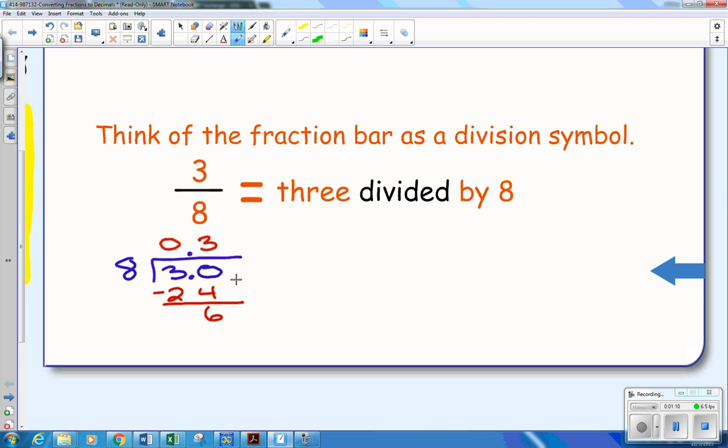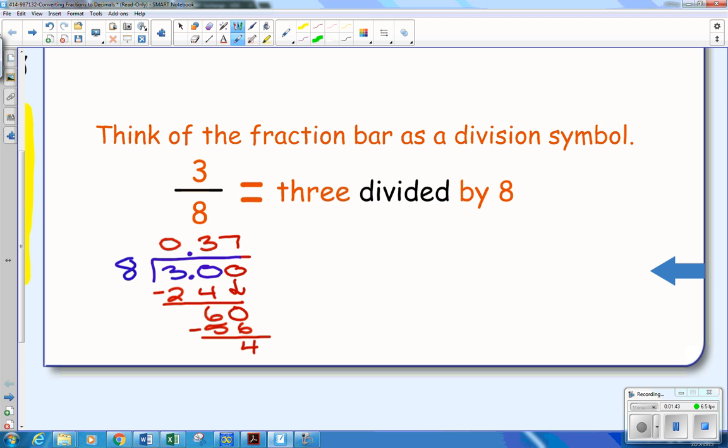Now, I don't really want a remainder. I want to see if I can keep going and get this to be what's called a terminating decimal. That means it stops. So I can add another 0 here. When I add another 0, I just bring it down to go with this 6, making 60. Now, 8 can't go into 6, but it can go into 60. It goes into 60 7 times. 7 times 8 is 56. And I subtract this. 60 minus 56 is 4, still a remainder, and 8 can't go into 4.